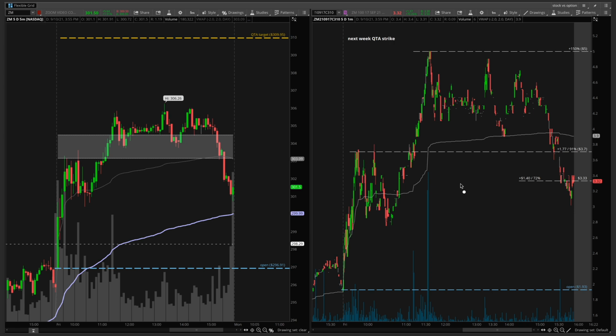And then we have the next week out the money. So next week, 310 call. The open was $1.93, and by close, it was going for $3.33. So a little over 70% return on the investment.